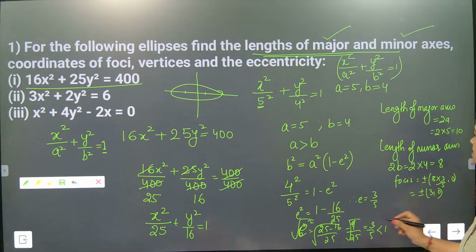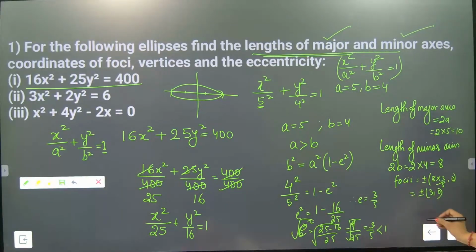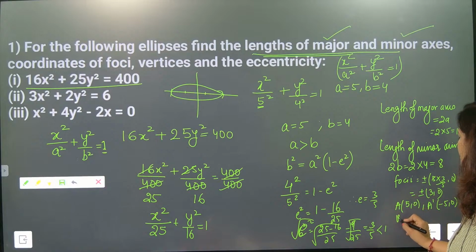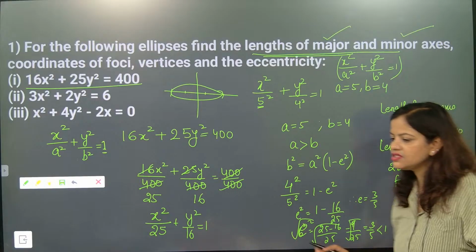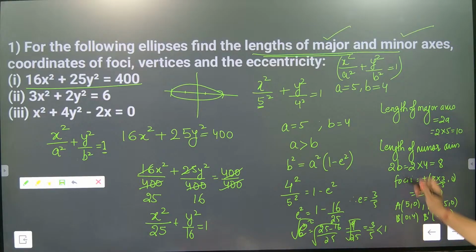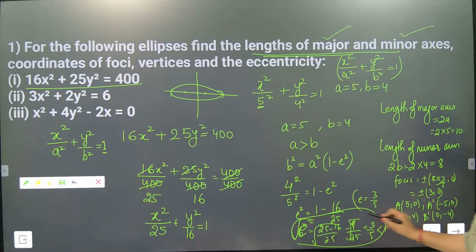And what about the vertices? I told you, the vertices are A and A dash. So the vertex A is 5 comma 0, and A dash will be minus 5 comma 0. These are the major vertices, and B will be 0 comma 4, and B dash will be 0 comma minus 4. This is done. The eccentricity you have already taken out, and it is coming as 3 by 5.